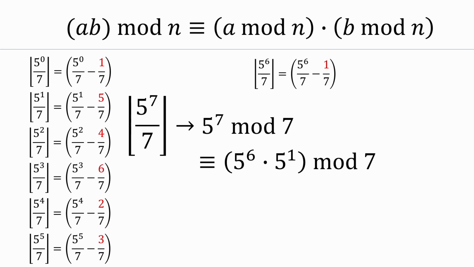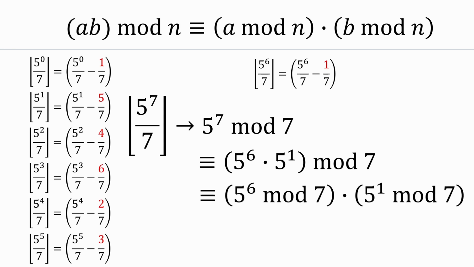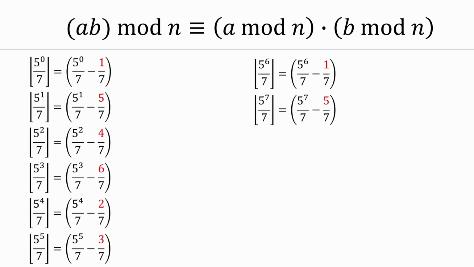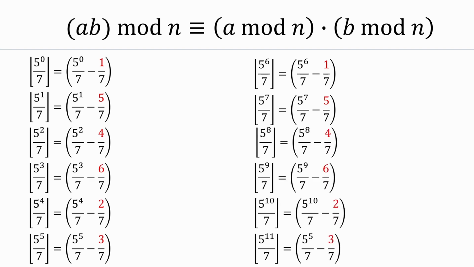And now using the formula above, that's equivalent to 5 to the 6th mod 7 times 5 to the 1st mod 7. We just calculated 5 to the 6th mod 7, which is 1, and 5 mod 7 is just 5. So 1 times 5 is 5, and that maintains the pattern perfectly. And now I'm going to leave it to you as an exercise to show that the next 4 terms continue the pattern as shown on the left.